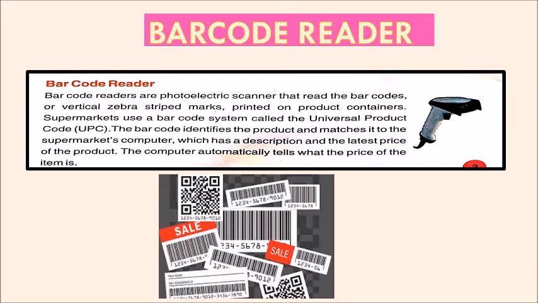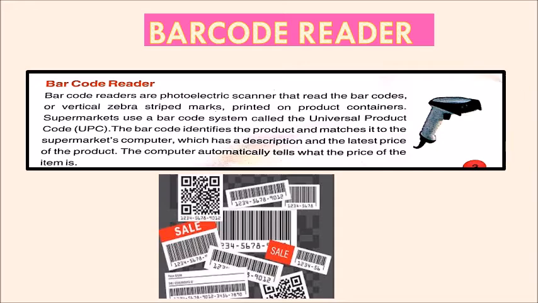Like the other input devices, a barcode reader is bringing in, inputting, information from the outside world into a computer or other electronic device. If the barcode reader also has a screen that displays output results or prints results, it would be considered an input-output device. Barcode readers are photoelectrical scanners that read the barcodes, or vertical zebra stripes, printed on product containers.